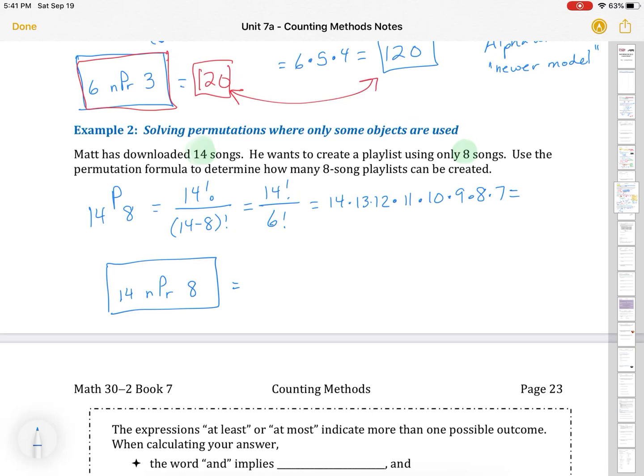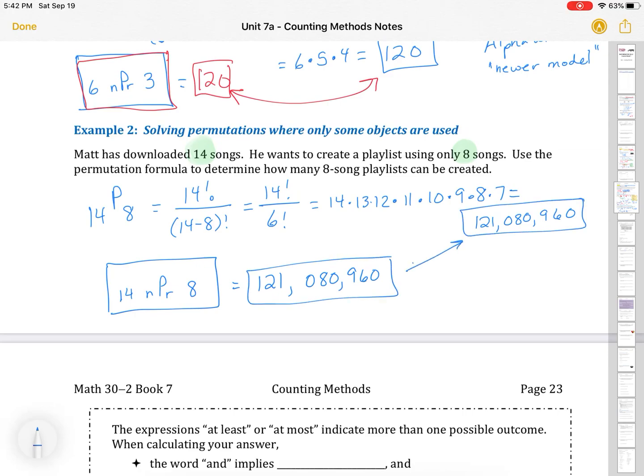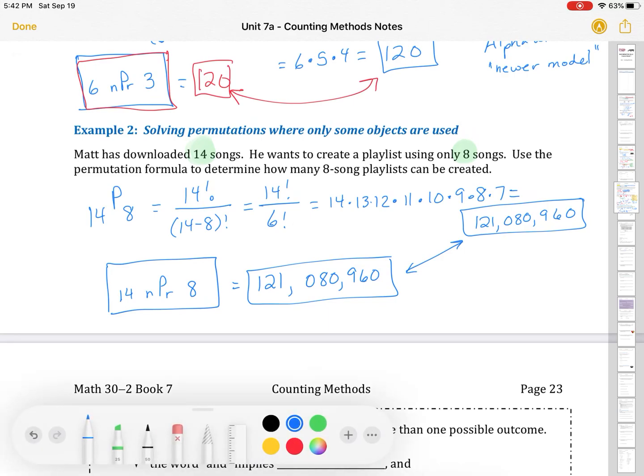14, hit the math button, PRB, pick 2, and we want an 8. And I get, woo, it's a big number, 121,080,960. Now, if you did your 14 times 13 times 12 times 11 times 10 times 9 times 8 times 7, I get the same number, 121,080,960. So, whichever way you do it, I know which way I like.